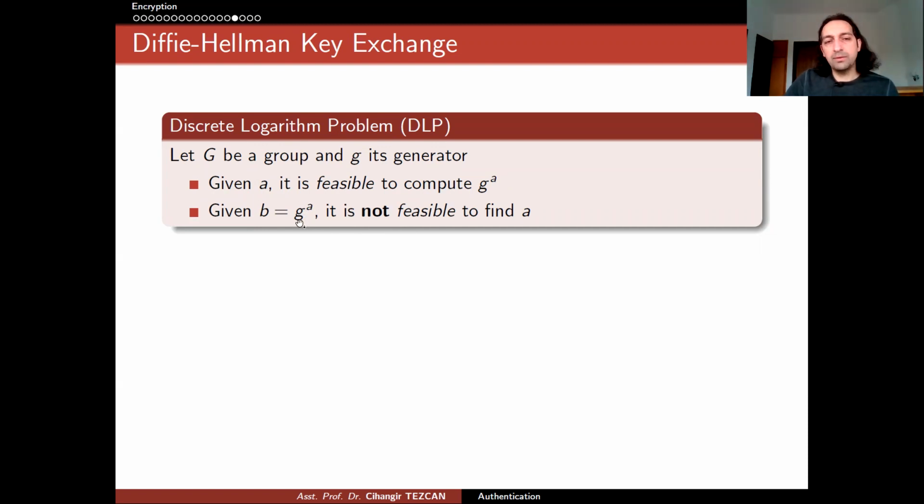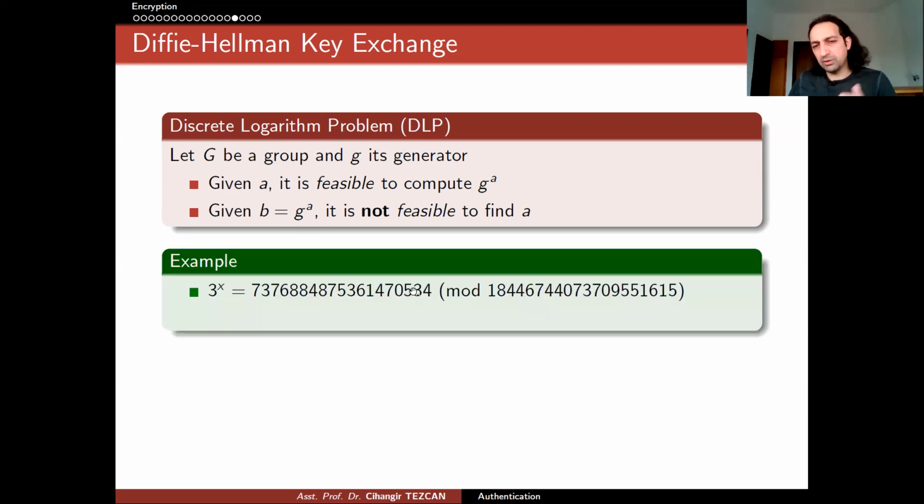So as a group, if you use real numbers, this problem is easy to solve, because if I give you B and G, you can calculate the logarithm of B to the base G, and you can capture A instantly. So the logarithm problem is easy, but we call it a discrete logarithm problem because we are going to use a different group. For instance, we will use modular arithmetic. So let me show you an example so that it may make a little bit more sense.